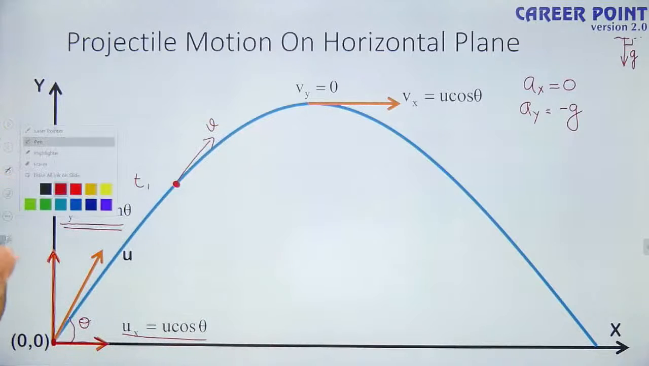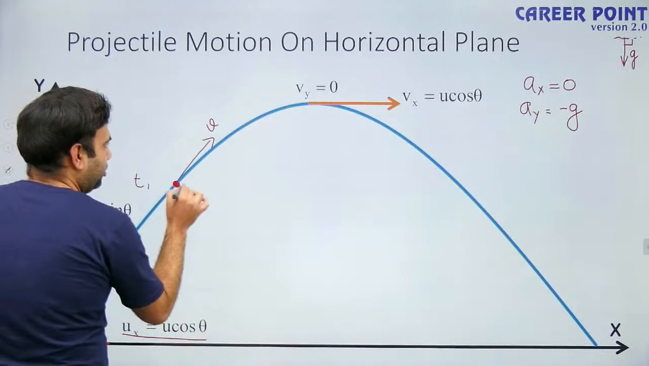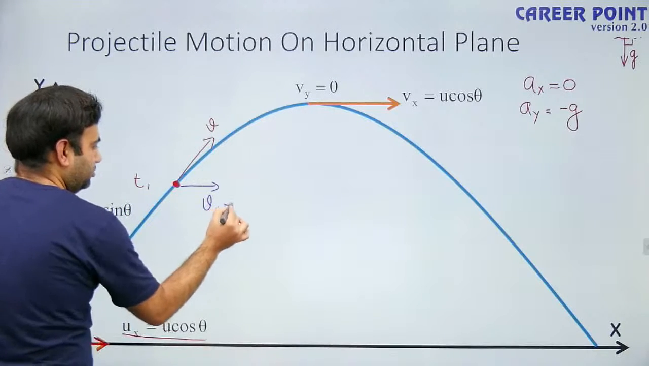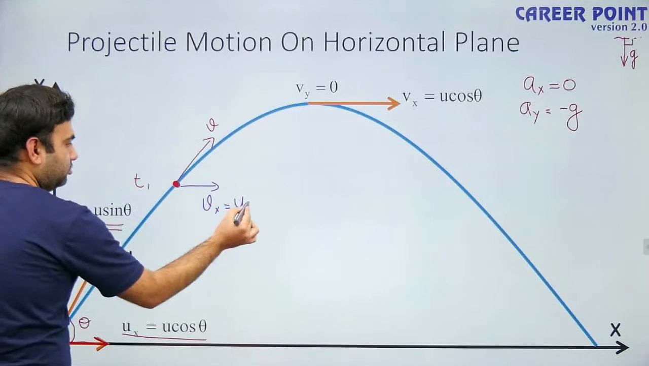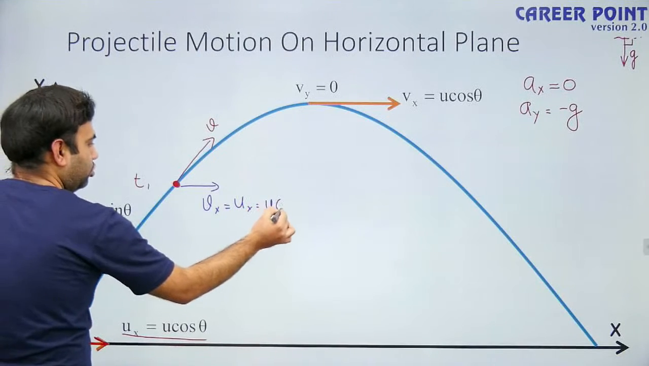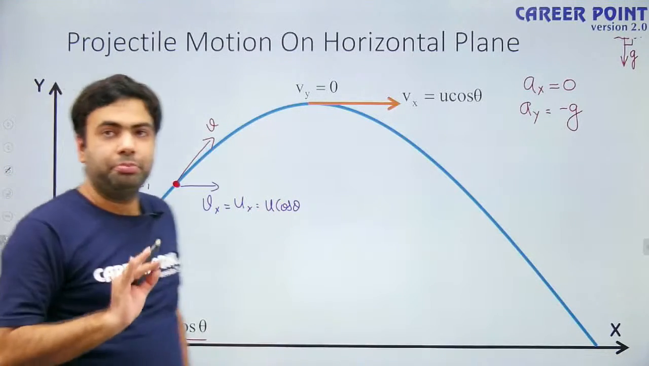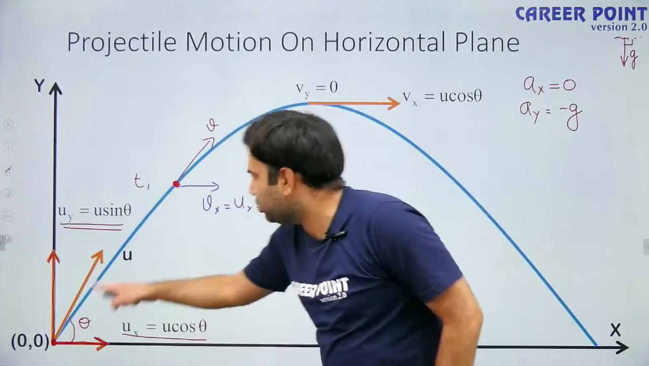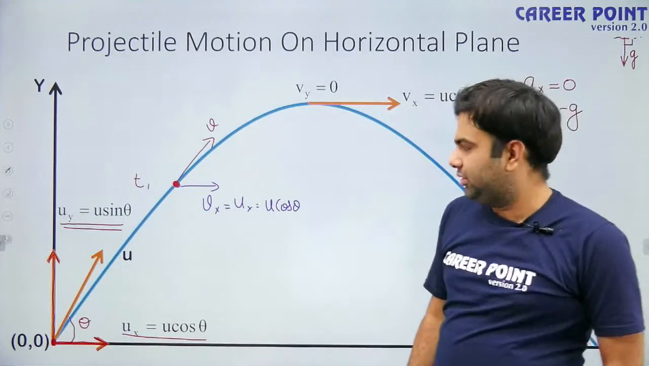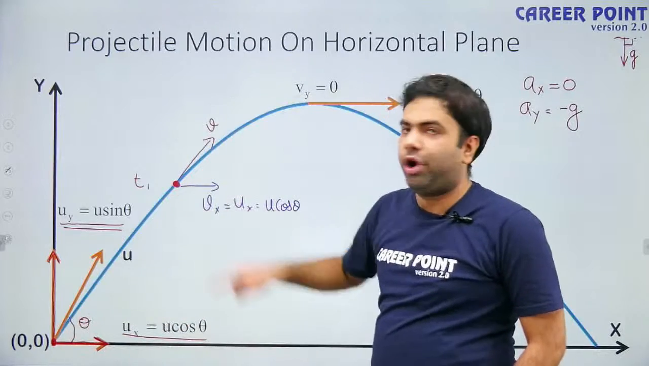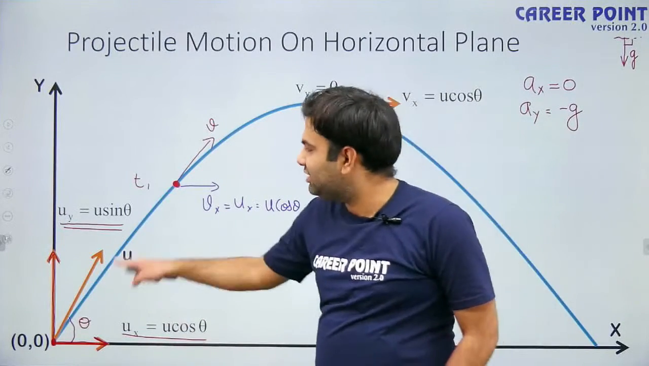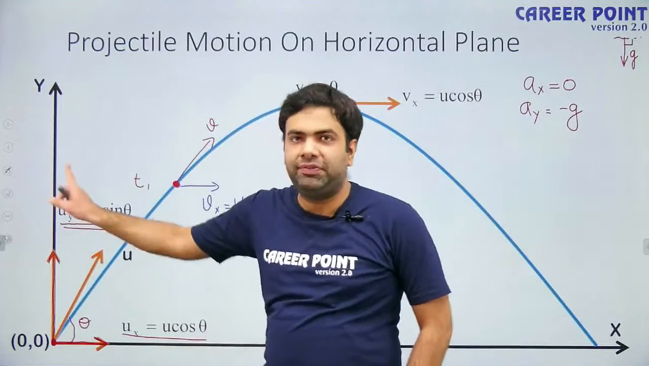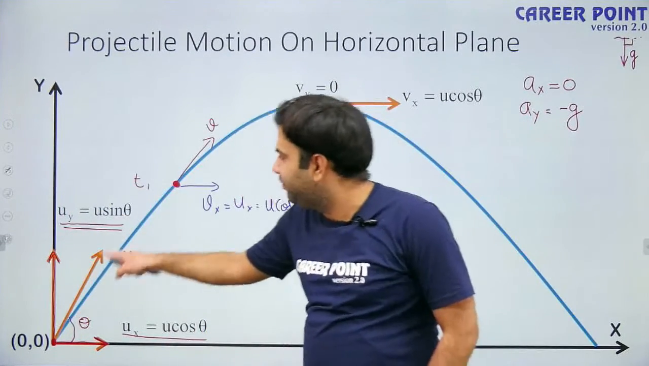Okay, then what will be the x component of velocity? The x component of velocity, which is vx, will be equal to ux, which is u cos theta. Why? Because acceleration in x direction is 0, so the x component of velocity will not change. But coming from this point to this point, there is some acceleration in y direction and it is negative. Initial velocity is in positive direction, so the y component will decrease.